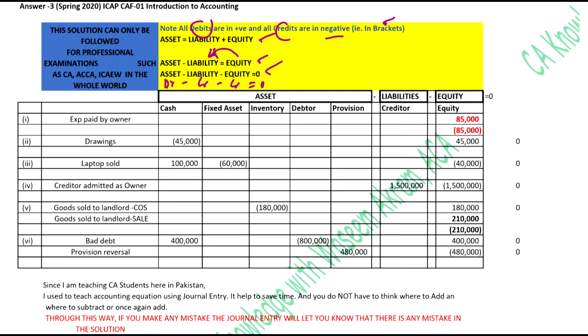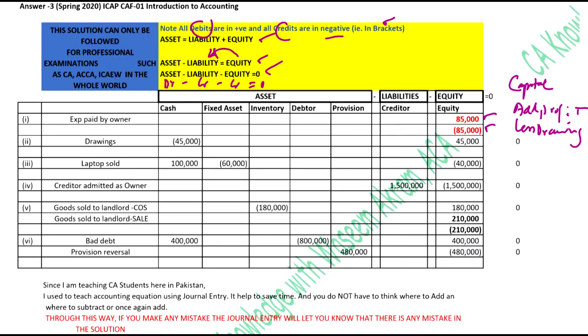We used to write like this: capital add profit less drawings in the statement of comprehensive income. So expense debit, capital credit. A payment of $45,000 was made for repair of the owner's personal vehicle.